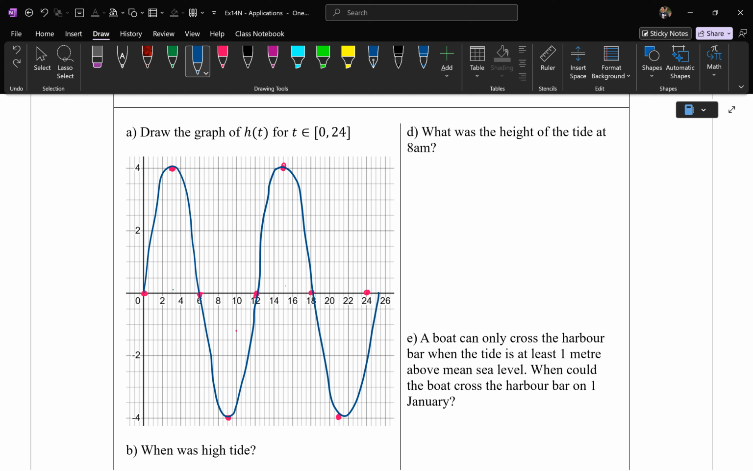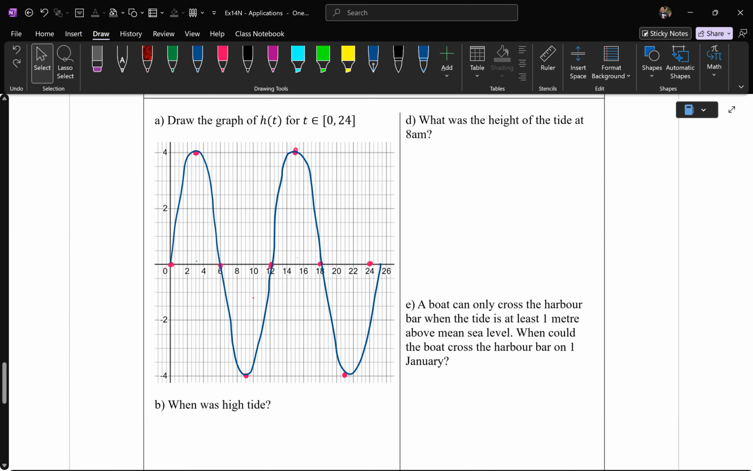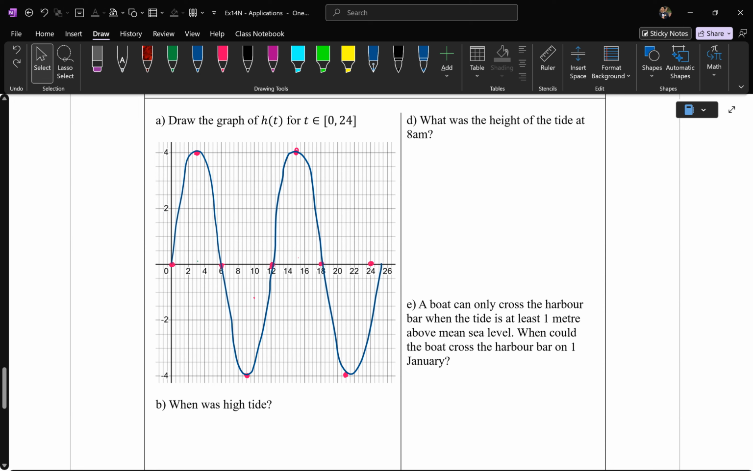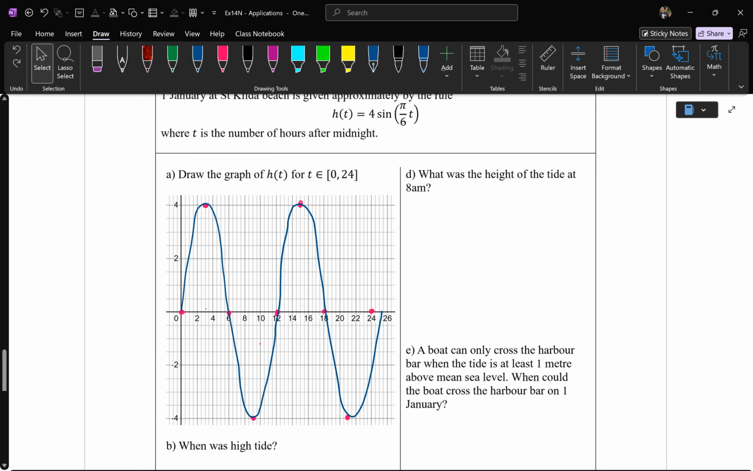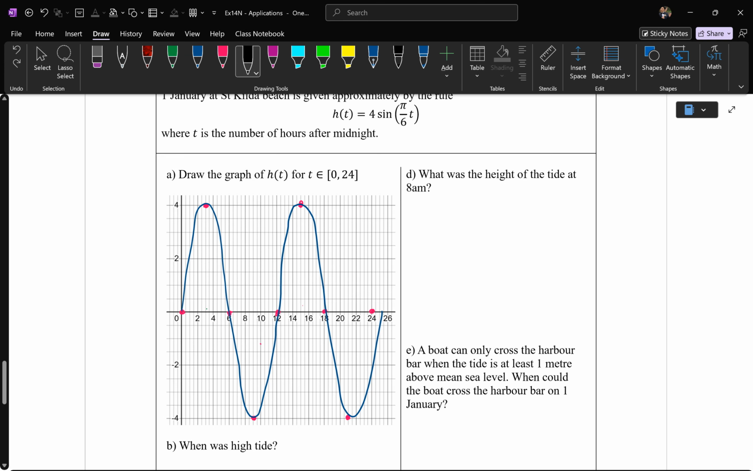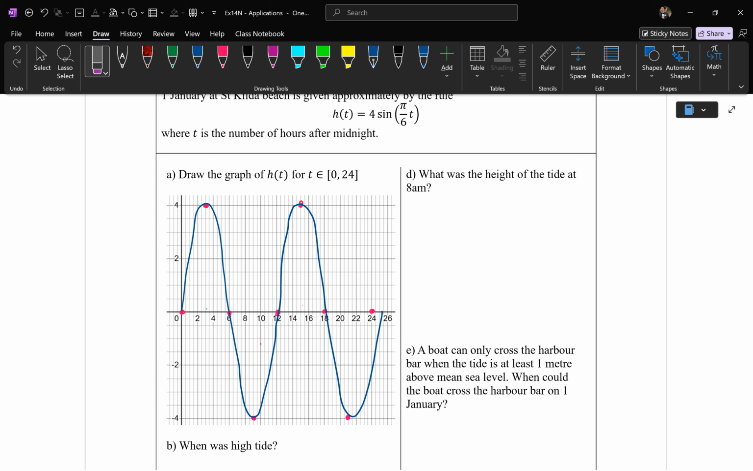So far, so good. How are we with our CAS? All right? Just getting the graph. Yeah? So, you've sketched the graph. When do you get high tide? So, this is the middle. This is the mean sea level.